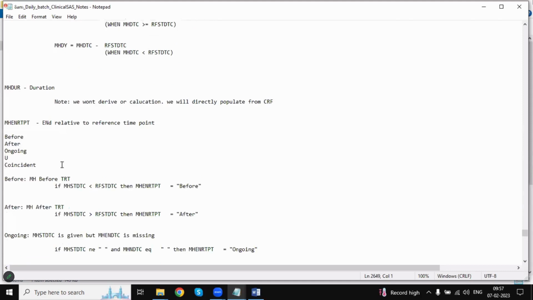Let's see the next variable. These are very direct variables actually. In the AE domain also we have this: MHENRTPT, end relative to reference time point. So we're going to get observations like this: before, after, ongoing, coincident. When it will be before, for example, your MHSTDTC is less than RFSTDTC, then your ENRTPT value is before. So mostly this scenario will be satisfied because the MH domain is a medical history domain. So obviously your start date will come before the treatment start date only. When it is after, MHSTDTC is greater than RFSTDTC, then ENRTPT will be after.